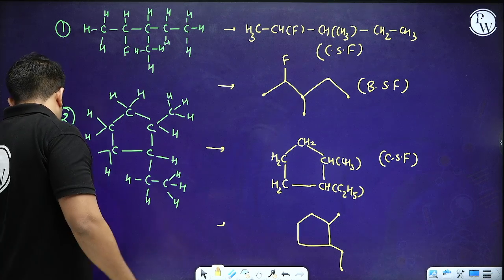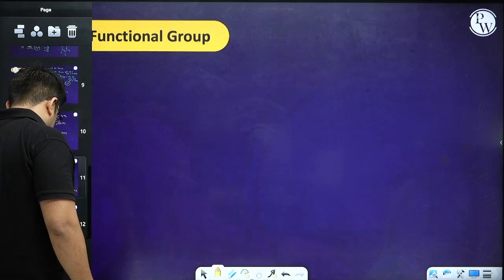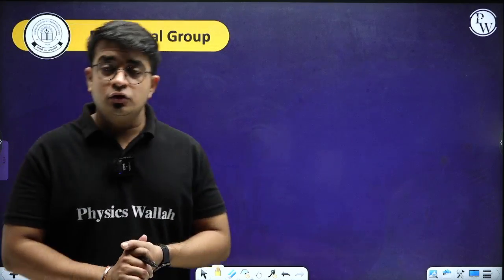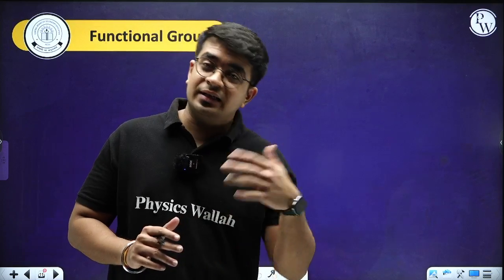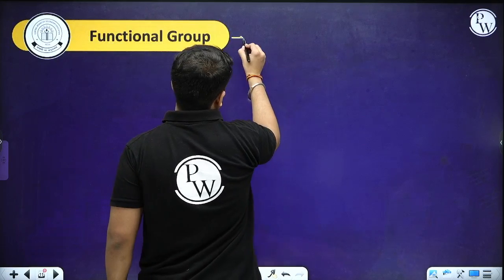I hope this entire part is clear. We are going to practice different types of questions in this particular case. Don't worry. Now, the next portion is related to the presence of different types of atoms other than carbon and hydrogen. So basically the meaning of a functional group is very easy.